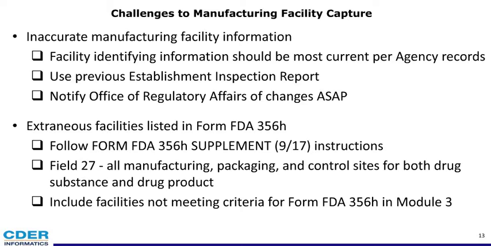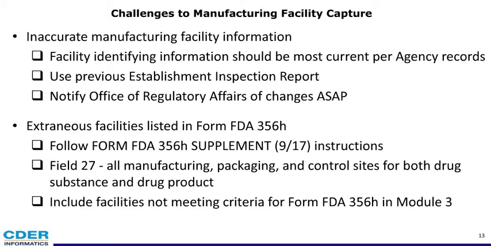So our recommendation is to use the identifying information that's most accurate for the current agency records. You can normally find that information in the last EIR, the Establishment Inspection Report, from the facility. And if you do have changes, like a new building next door or a different address, make sure you're contacting the Office of Regulatory Affairs to notify them of those changes, so that they can get that information within their databases, so that CDER can then use that information as we're assessing the applications.